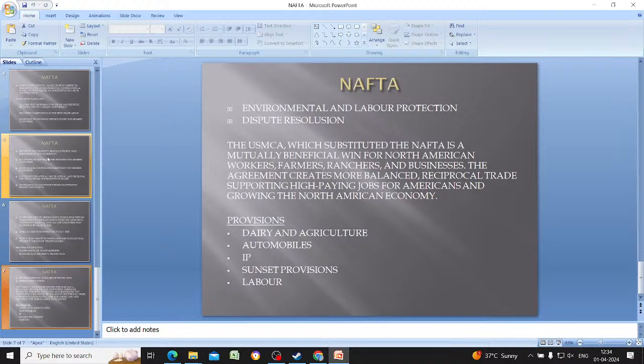If any dispute happens between the US, Mexico, and Canada relating to trade or any other matter, the same can be resolved and the decision can be made under this platform. The USMCA, which substituted NAFTA, is a mutually beneficial win for North American workers, farmers, ranchers, and businesses. So why was NAFTA replaced by USMCA?